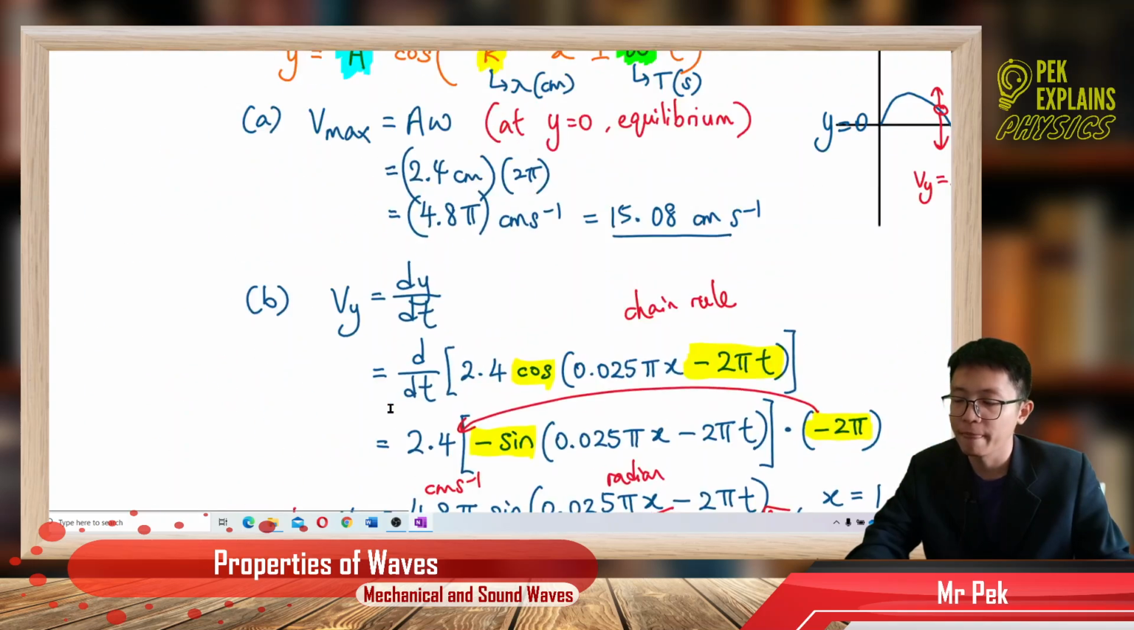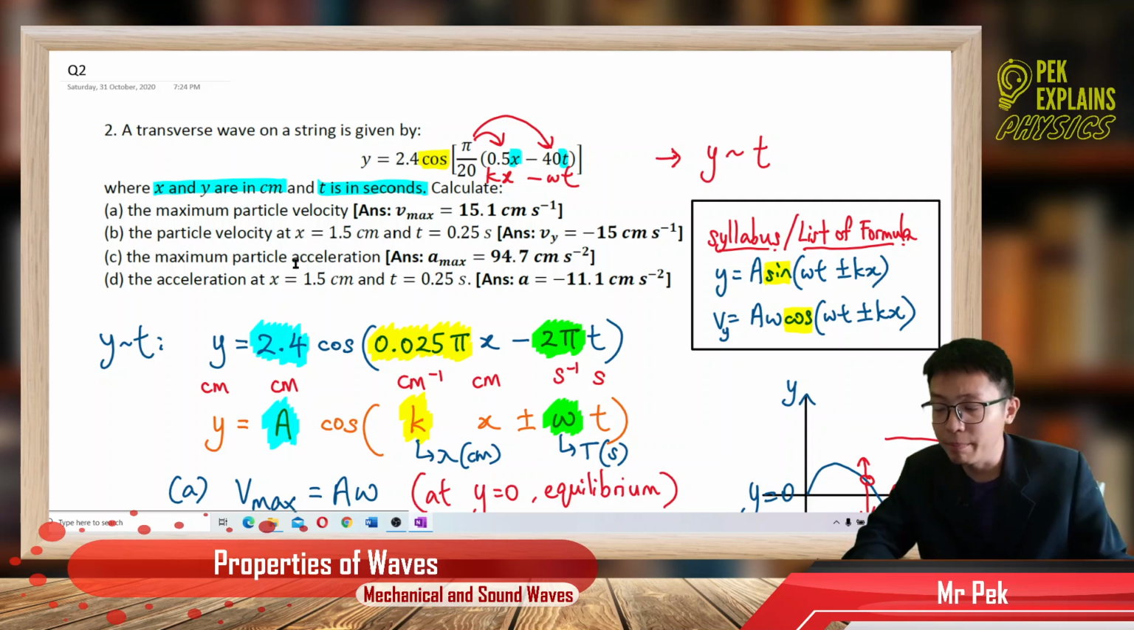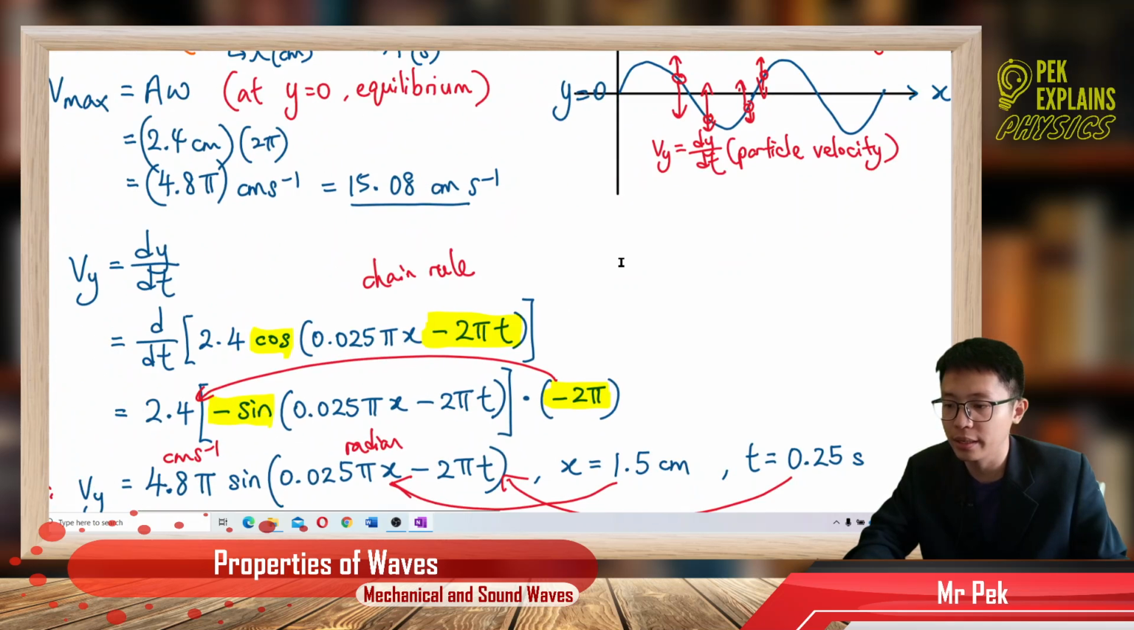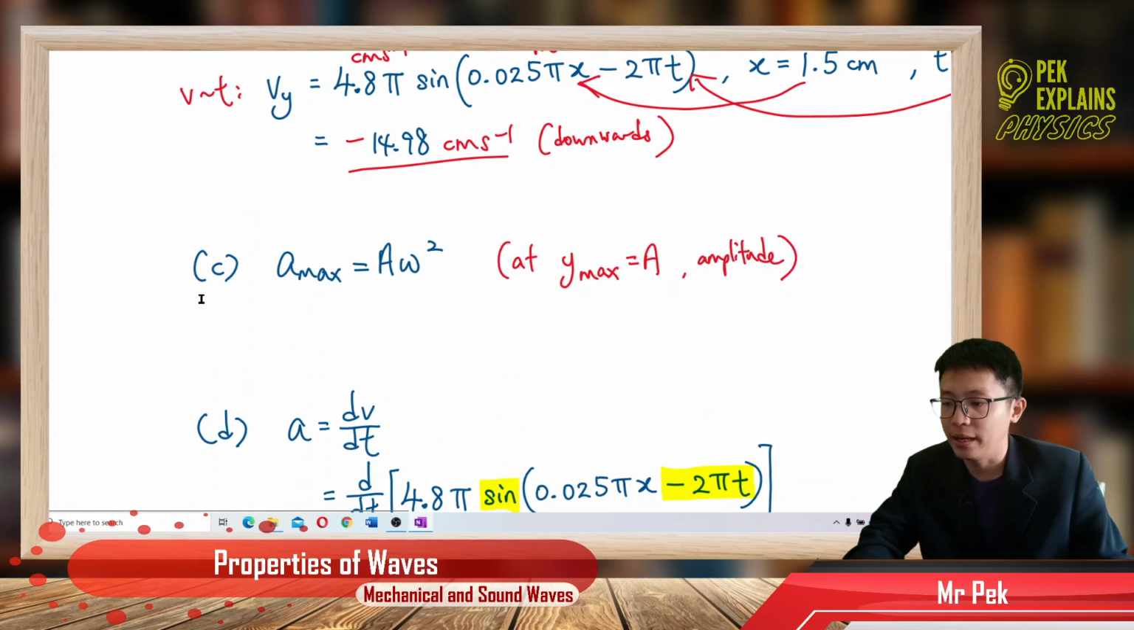Now, what is the maximum particle acceleration? Maximum particle acceleration is just A omega square. This happens at the amplitude. Remember, the acceleration is proportional to the amplitude. The higher the amplitude, the higher the acceleration. In simple harmonic motion, we learned that. So acceleration is maximum at A omega square, at the amplitude.